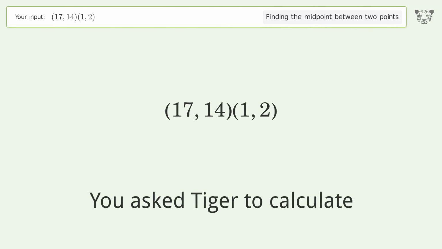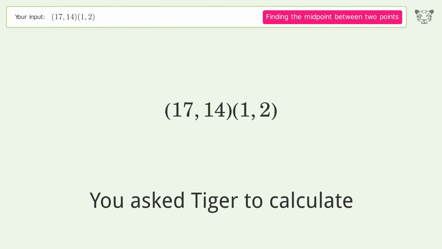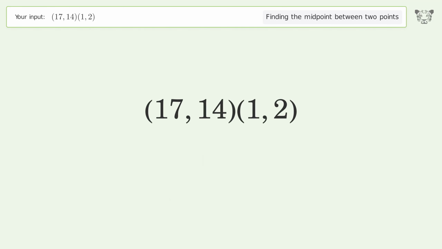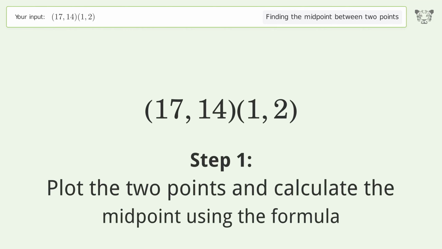You ask Tiger to calculate. This deals with finding the midpoint between 2 points. The midpoint between the 2 points is 9, 8. Let's solve it step by step. Plot the 2 points and calculate the midpoint using the formula.